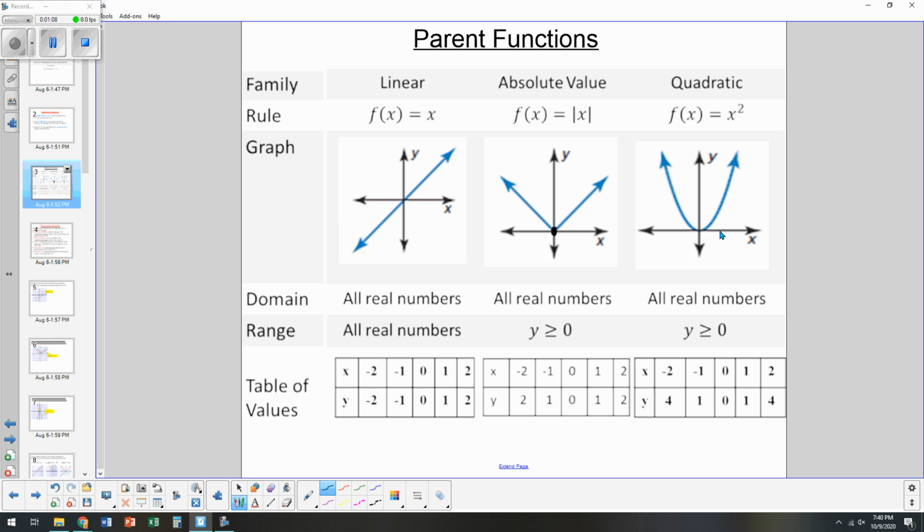Then for a quadratic function, it's f of x equals x squared. Quadratics are represented by parabolas. Domain is all real numbers, and again, the lowest point here is at 0, 0, so the range is y is greater than or equal to 0.